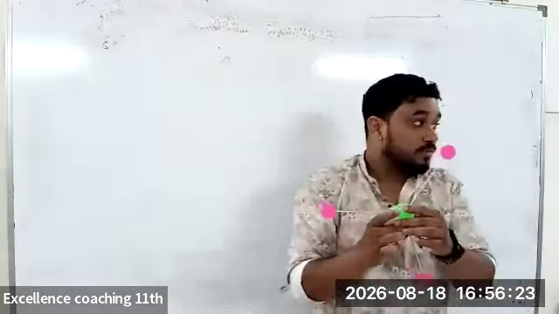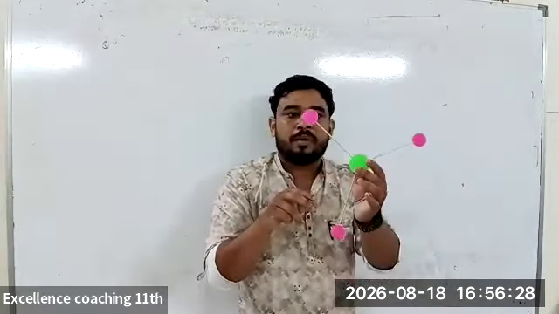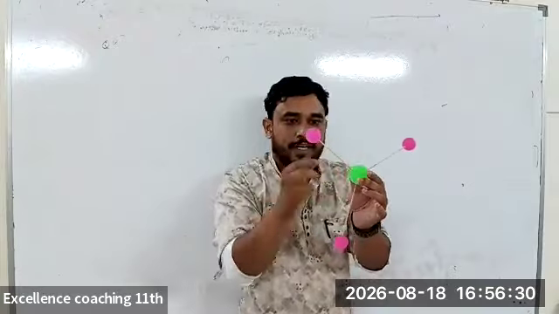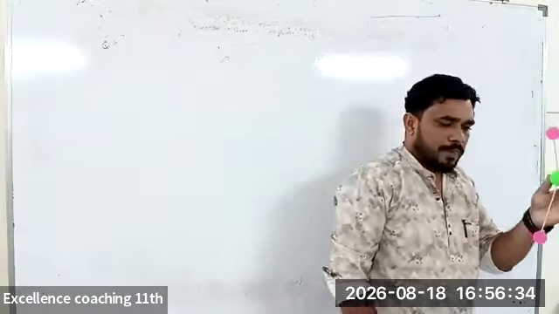Minimum repulsion. Maximum distance. So minimum repulsion will give 121. Can I change this? What is the time here?